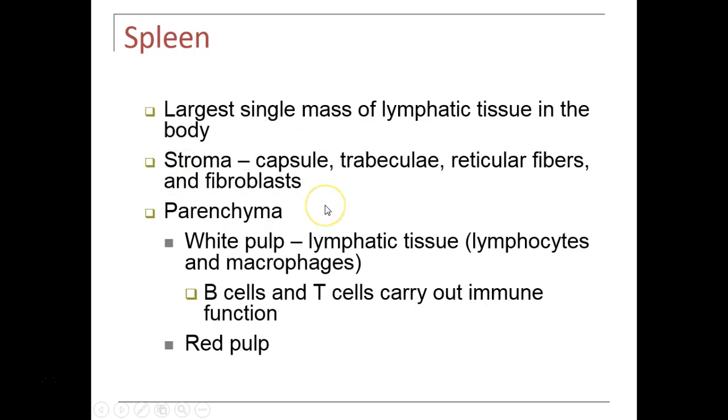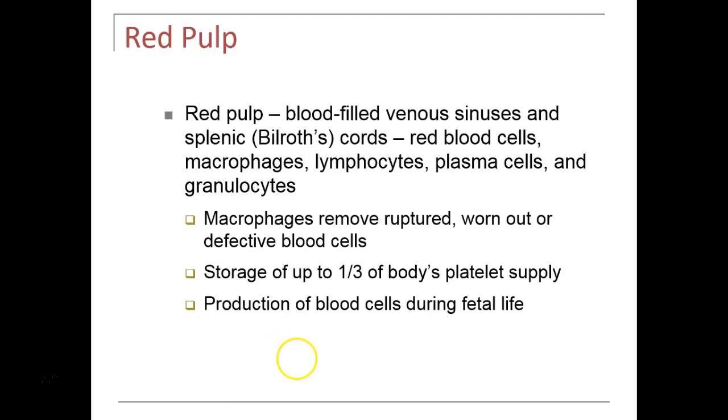The functional area of an organ is called the parenchyma. The parenchyma of the spleen includes white pulp, where many different types of white blood cells would be located, like our B and T lymphocytes, which carry out immune responses, and many macrophages in there as well. And then red pulp is the area where we might have some scattered white cells, but it's predominantly red cells and platelets in that region.